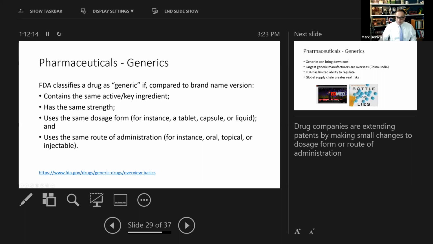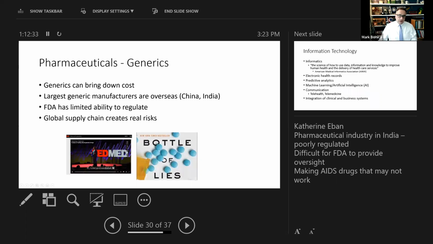So there's a bunch of things about generics, but basically drugs that come off patent are then produced by generic producers. And you can get drugs a lot cheaper. This is one of the ways that we control healthcare prices, by encouraging the creation of generic drugs.